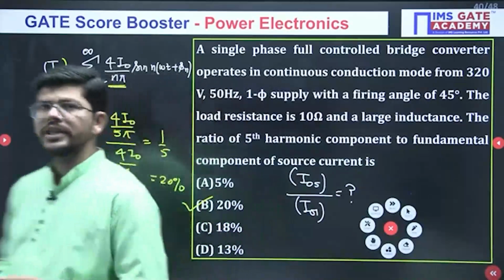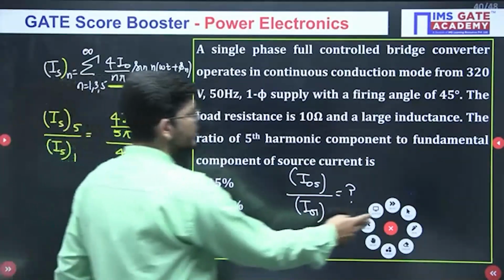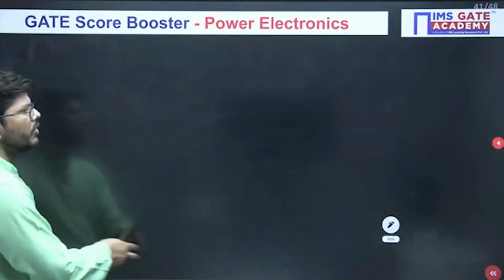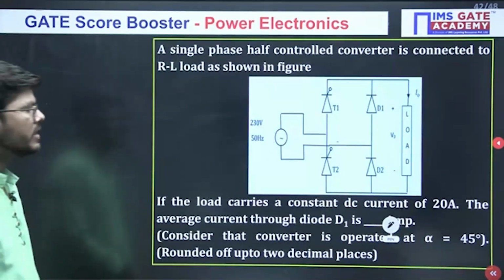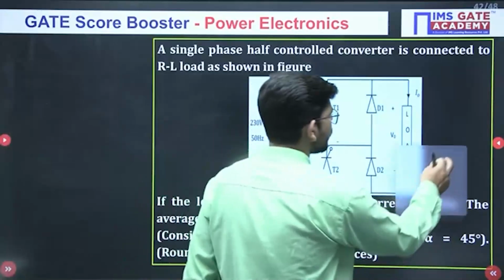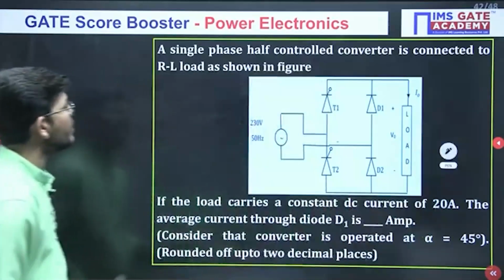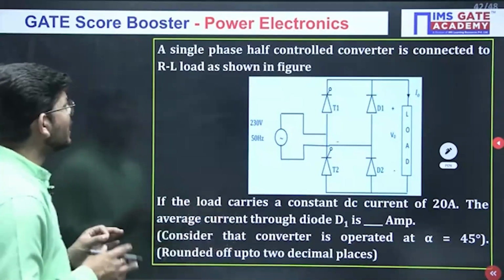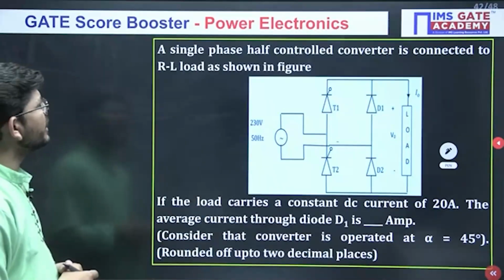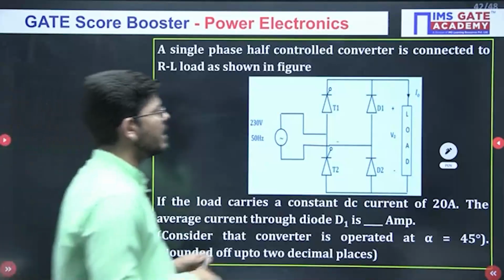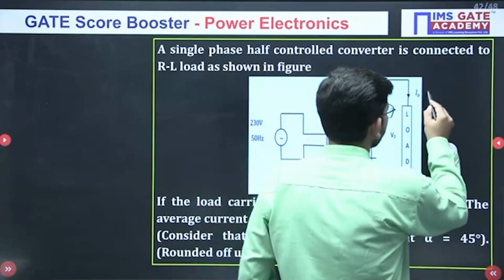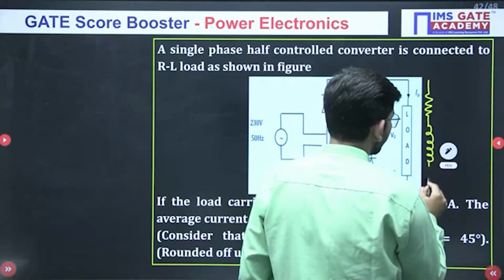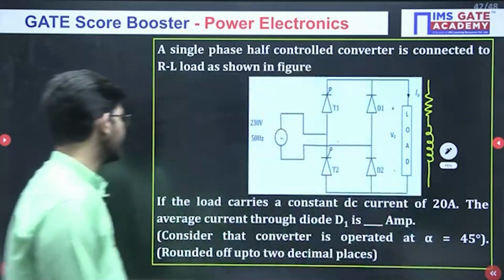I have given this question just to check whether you are listening to me carefully or not. So next question, and this is a very important and very conceptual question. Just see, this is going to be the last question of the day as well. A single phase half control converter is connected to RL load. So we have R and L load. This is the load that we are having.